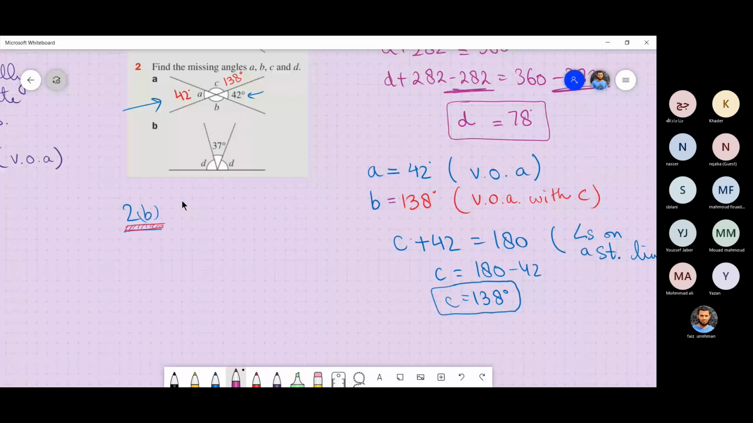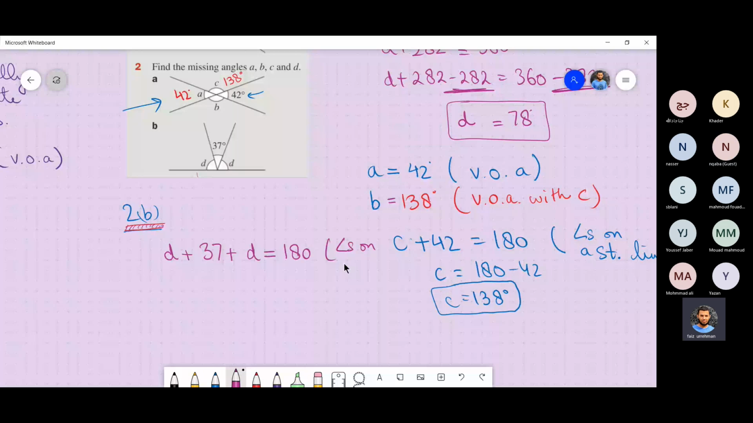180. They should be 180. So that means D plus D plus 37. D plus D should give me how much? 180. And the reason: angles on a straight line, right?